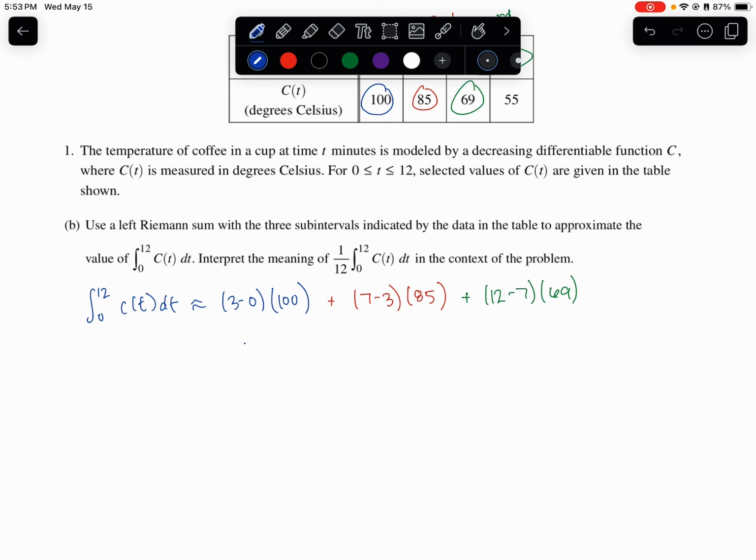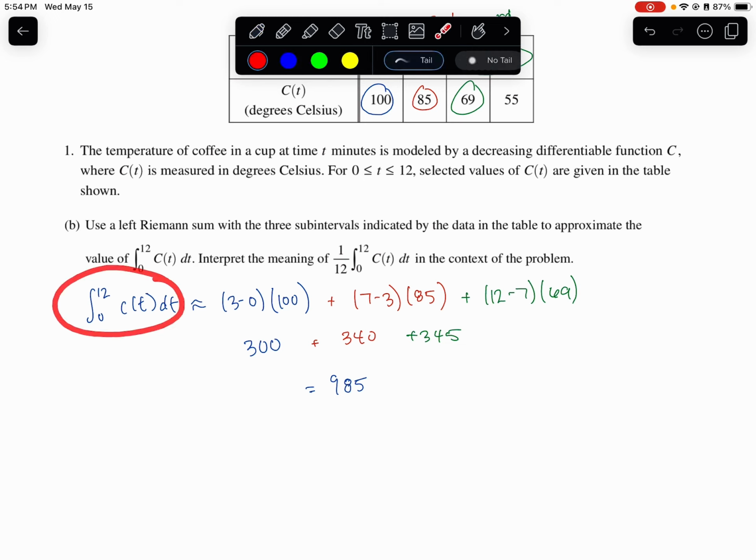So this right here would be 300. Okay. So 7 minus 3. This is a calculator problem, by the way. So 7 minus 3, and multiply that by 85. That's going to give you 340. And then 12 minus 7 is going to be 5. And then we're going to multiply that by 69. And that's 345. And you add all of that up together, and I have 985 as the approximation to our integral right here.